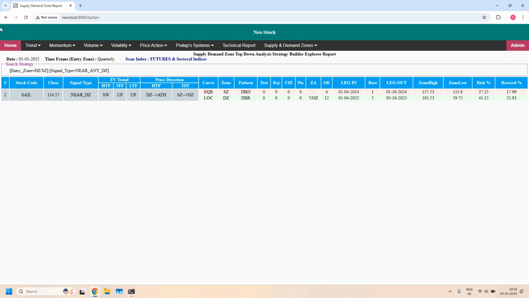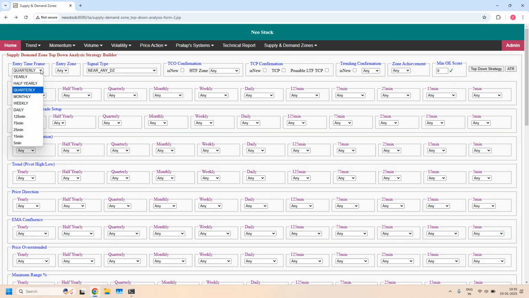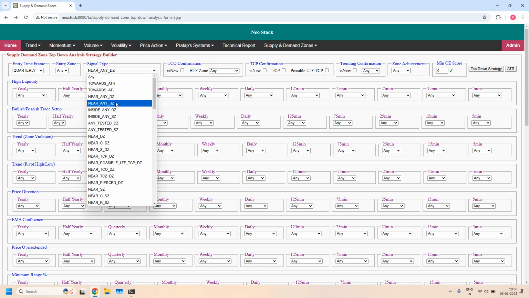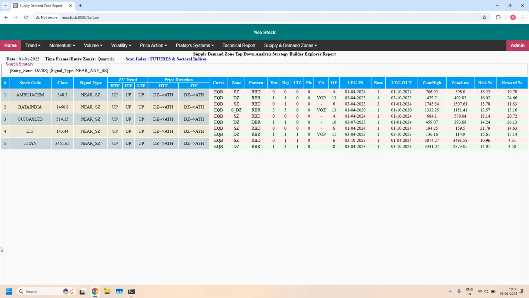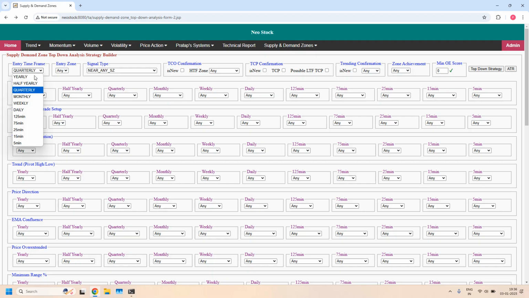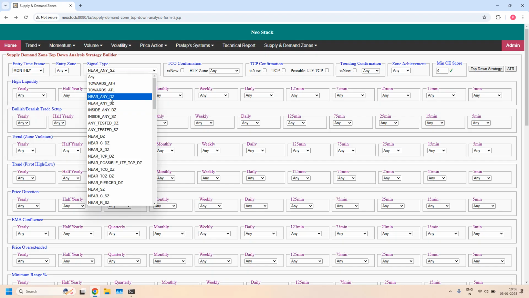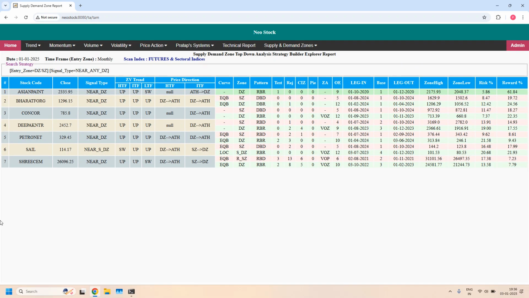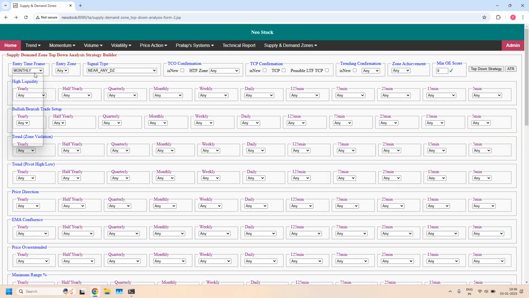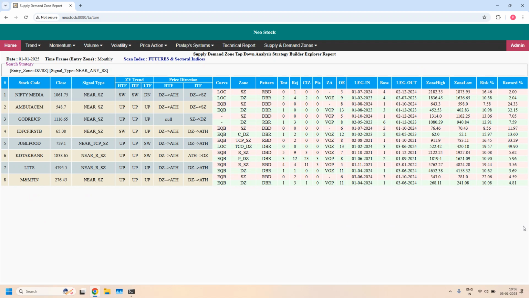Okay, next. Quarterly time frame. Stocks near quarterly supply zone. 5 stocks are filtered. Next, monthly time frame, stocks near monthly demand zone, 7 stocks are filtered. Next, monthly time frame, stocks near monthly supply zone, 8 stocks are filtered.